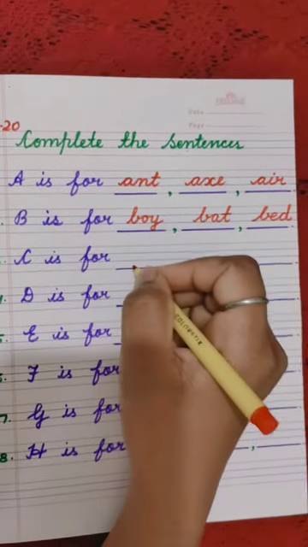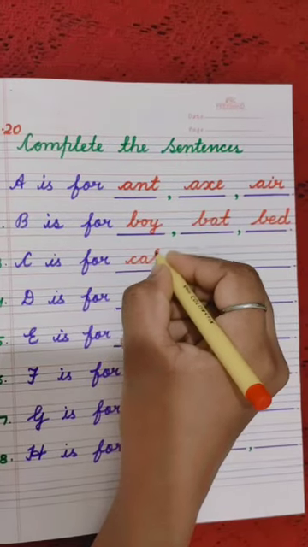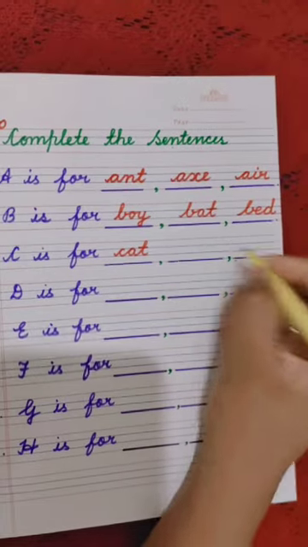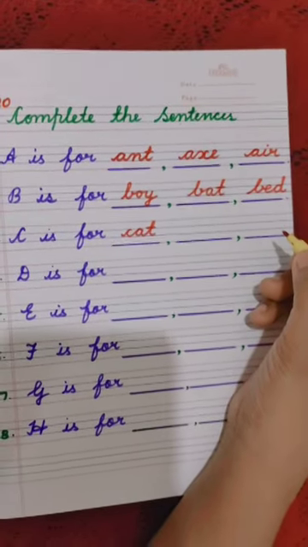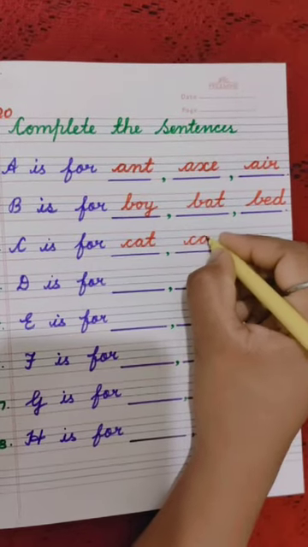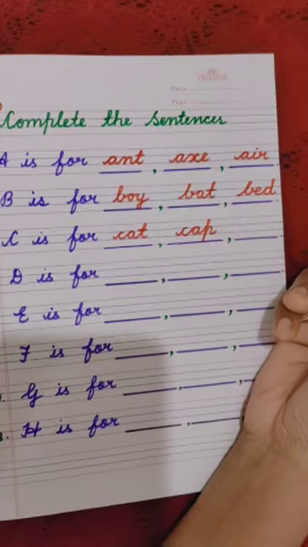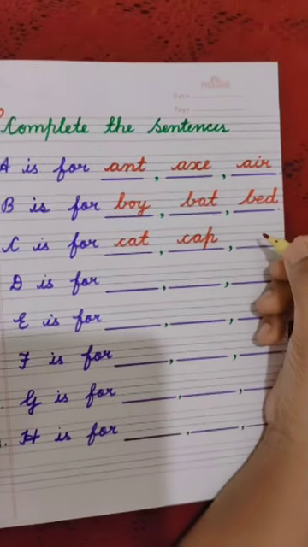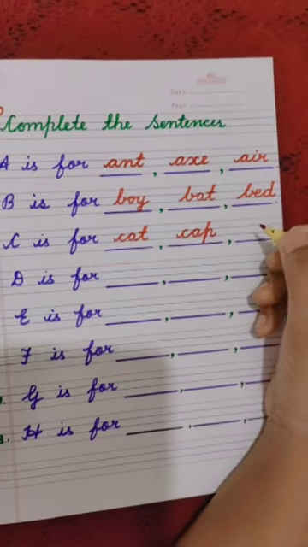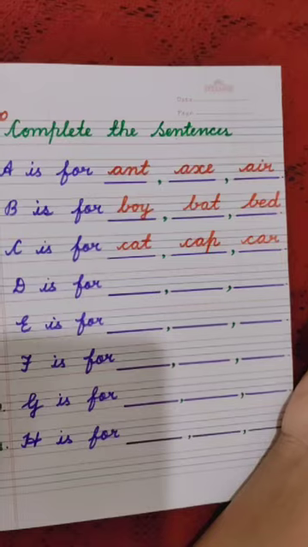Next is letter C. Very easy, just now only we had learned. C is for cat. C A T, cat. Then what we wear on head? Cap. Very good. C A P, cap. Next, which vehicle starts from C? Car. Yes, C A R, car.